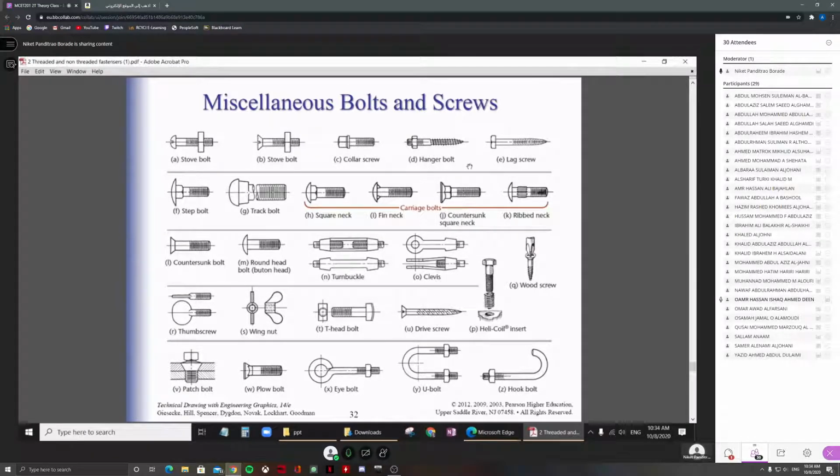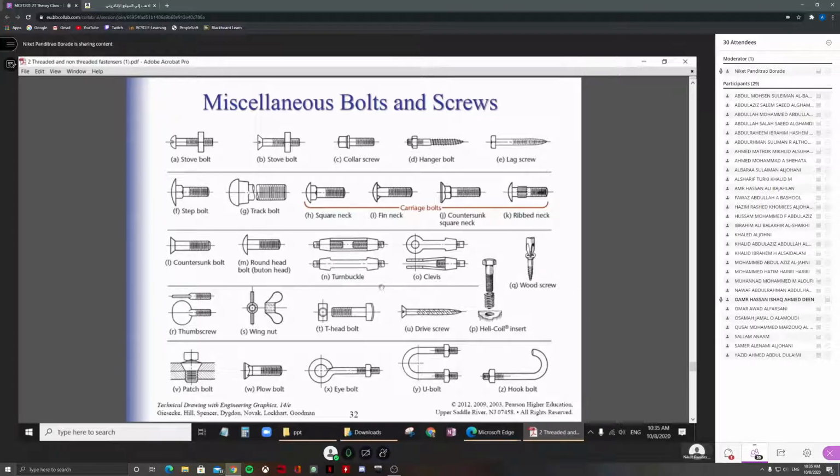The lag screw, the step bolt: here it is a step, and then it increases in diameter. In this case it is maybe a square cross section going into a particular slot, so that it is difficult to remove. You need special tools to remove it. Drag bolt, and different types of bolts are here.